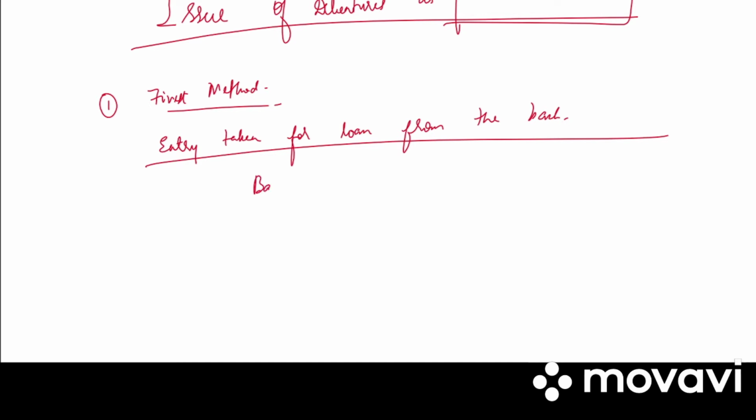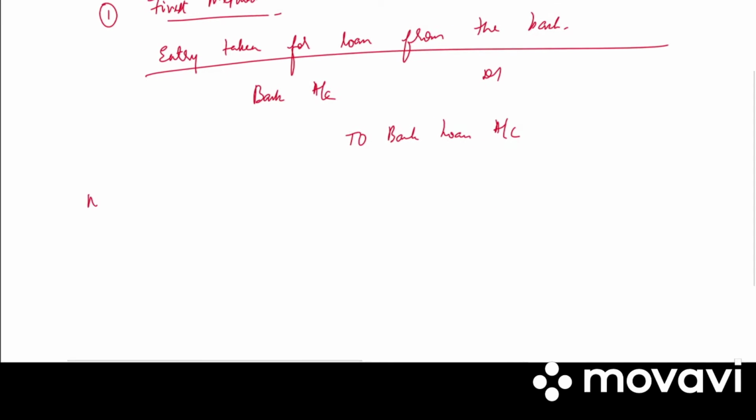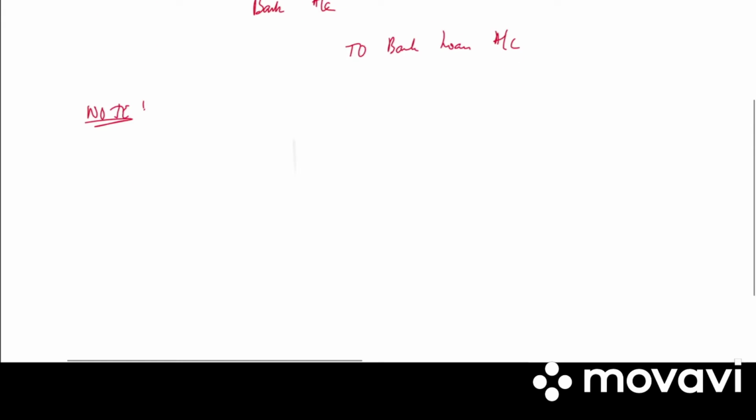The entry will be bank account debited to bank loan account. After this, write down the note. On the equity and liability side of the balance sheet, a note is appended below the loan that the loan is secured by the issue of debentures as a collateral security. So in the first method, no entry will be passed for issue of debentures.